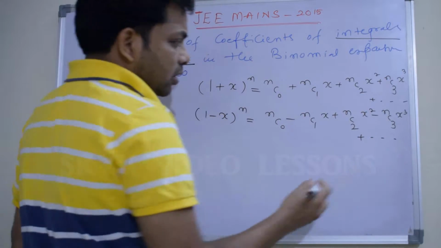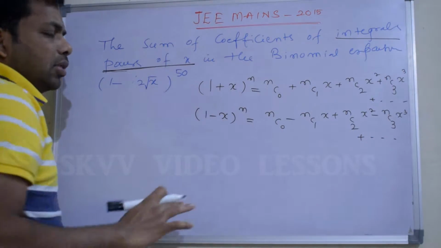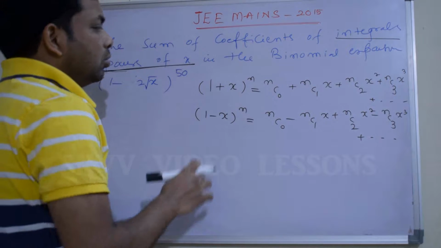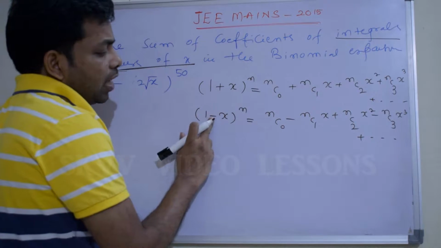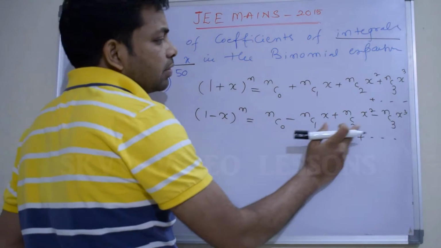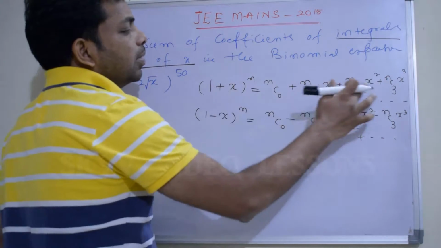So I am going to explain first the basic rule, the basic concept of this. Later I will come to the solution. So these are the expansions we know. These are the very basic points in the binomial theorem. Whenever we have minus and plus, alternating symbols will come. Plus plus plus plus will come.